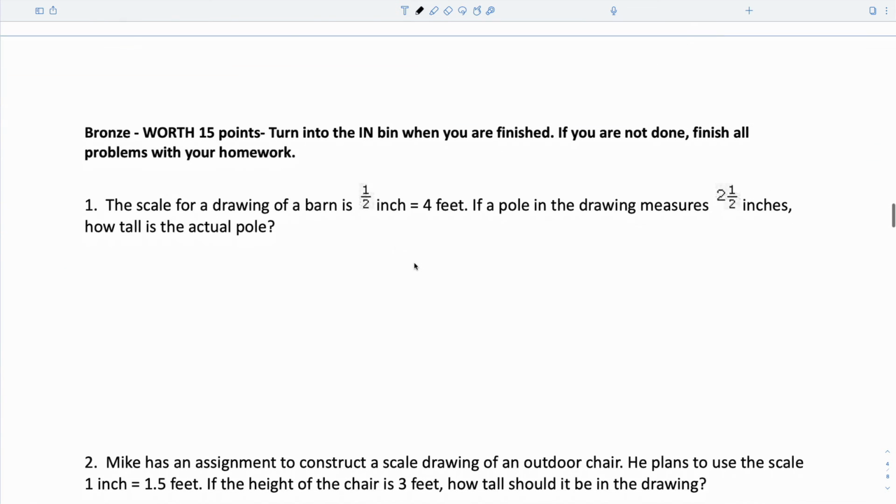Okay, flip the page. Today's bronze is worth 15 points. You're going to turn this into the in bin when you're done. If you don't finish any of these, you are going to finish for homework with your homework page. Your homework page can be picked up once you've checked the bronze with the sub, and you know the drill. You should be on task, you should be quiet, and you are working with a partner unless the sub directs you to go independent.